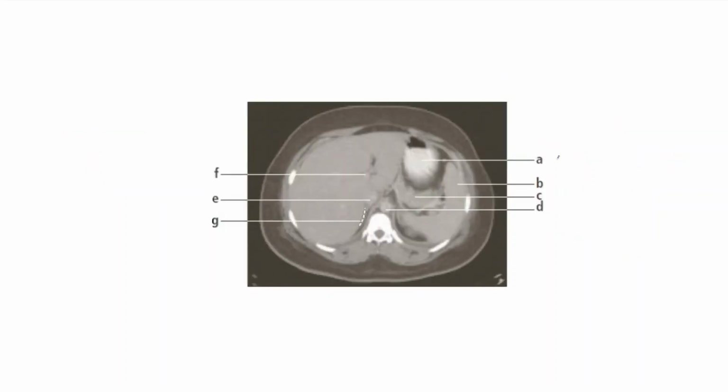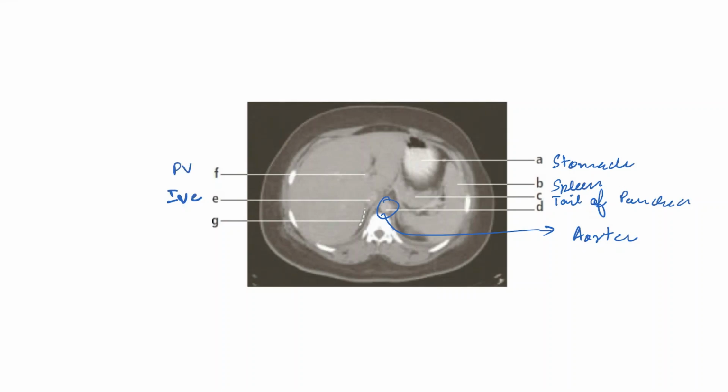Now let us mark the structures in this CT. A is stomach, B is spleen, C is tail of pancreas, D is aorta, E is inferior vena cava, F is portal vein, and G is right adrenal gland. Now what does this CT scan show? It shows hepatic metastasis.